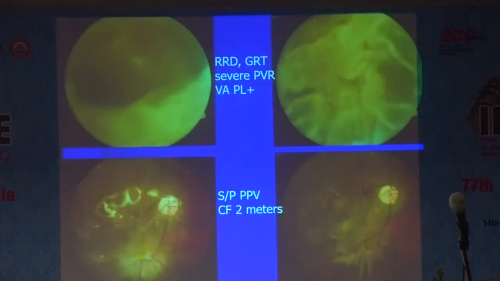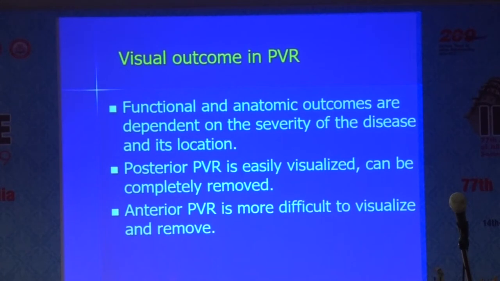Even in an extreme case like this, where nothing is seen, ultimately, this is after the first surgery. This could settle like that, but still it is dragged down. And then during silicone oil removal, this membrane had at least a vision which was sufficient for this child. So visual outcome in PVR, functional and anatomical outcomes, are dependent on the severity of the disease. Posterior PVR is easily visualized and can be completely removed. And anterior PVR is more difficult to visualize and remove.